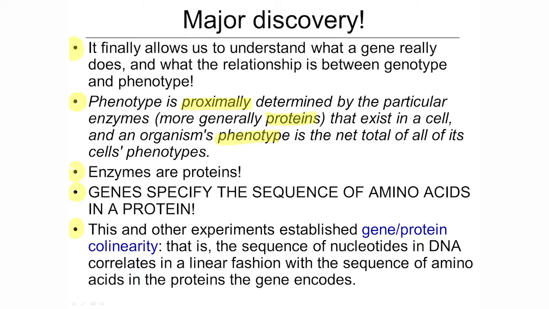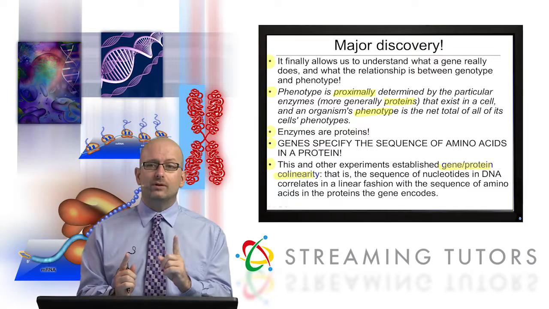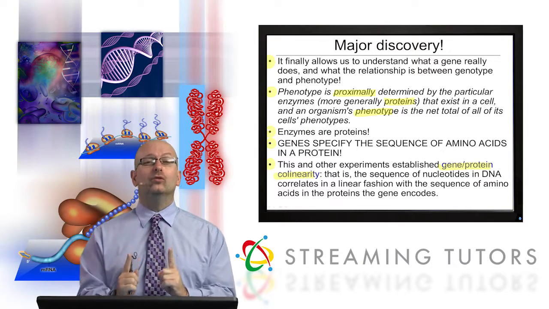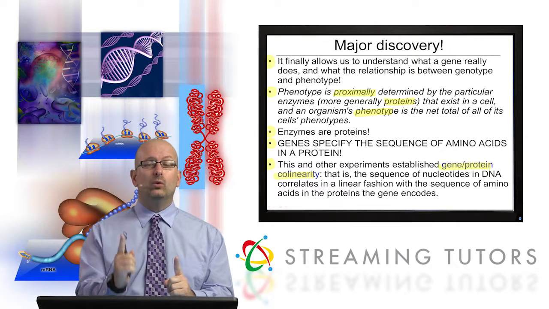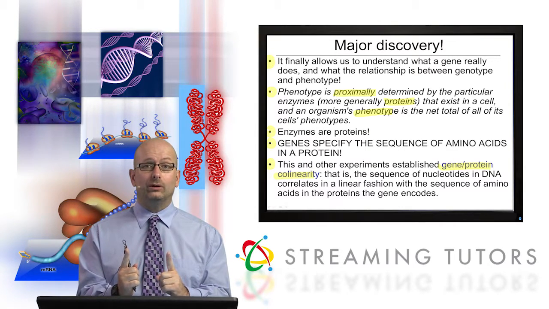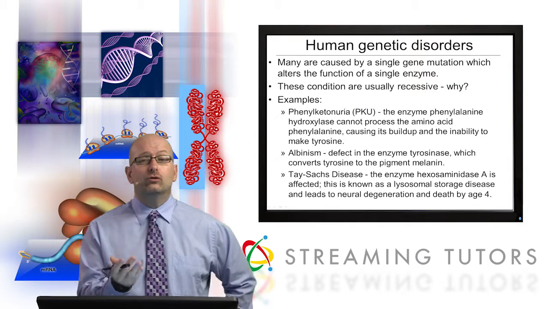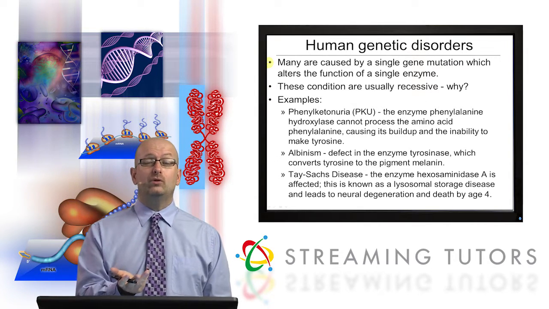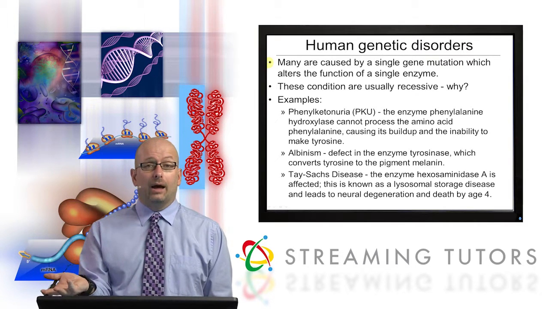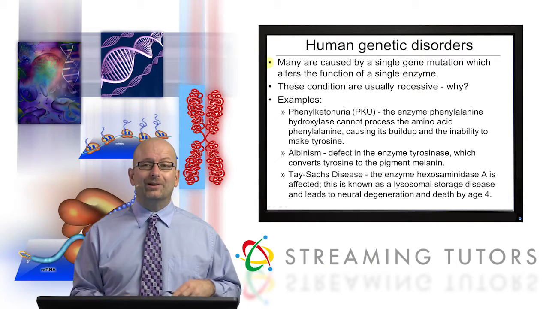So various experiments established what we refer to as gene-protein collinearity. What that means is that this linear sequence of nucleotides in DNA, A, G, T, T, C, whatever it is, correlates in a linear fashion with the sequence of amino acids in a protein. The gene nucleic acid sequence encodes or determines the protein's amino acid sequence. Huge. Now, before I tell you how this was actually discovered, let's just look. We can see things in a new light now. So many human genetic disorders are caused by a single gene mutation, which causes, we now know, a single enzyme or other protein to alter its function, which, it's not always a disease, but in this case I want to look at the ones that are.